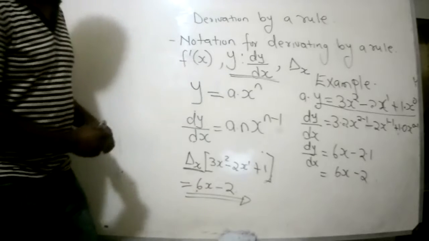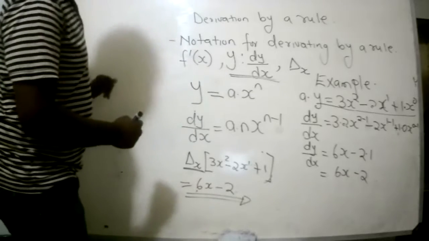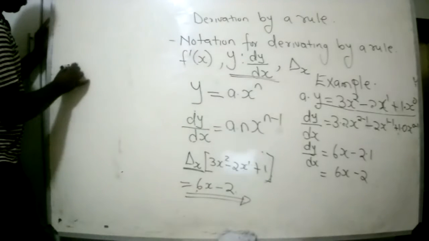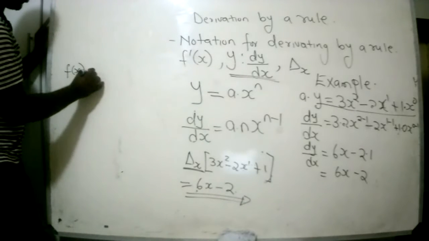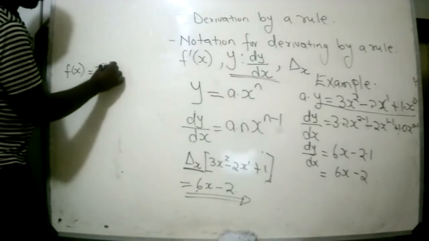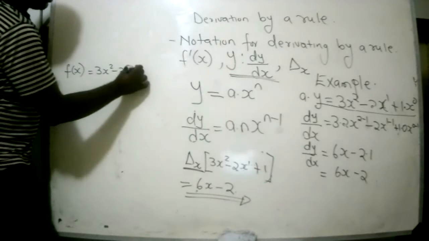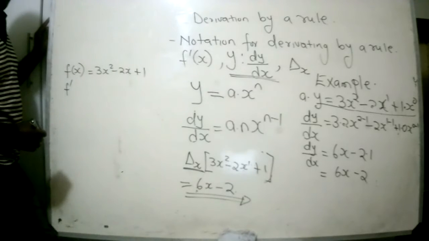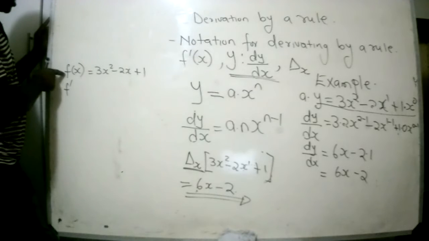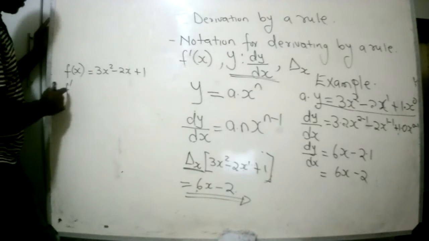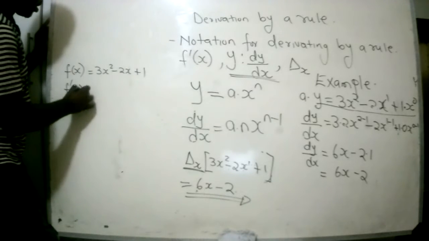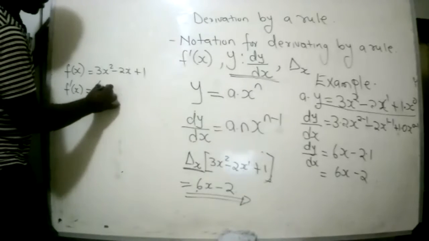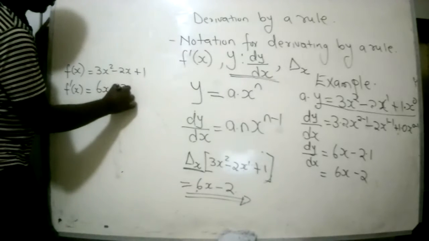So let me also introduce that other one we have in this case, f prime x. In that case, you'll be given a function f of x, which is equal to 3x squared minus 2x plus 1. If you want to derivate, you're going to show it by a prime. This prime shows that you have derivated the function f. So f prime x is equal to the derivation of this, which we have done before. You're going to get 6x minus 2.